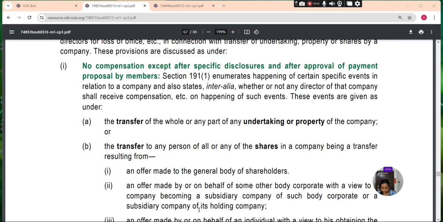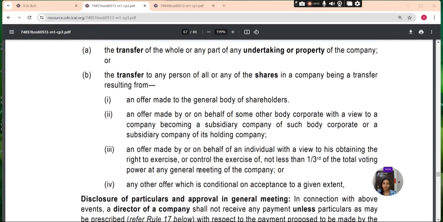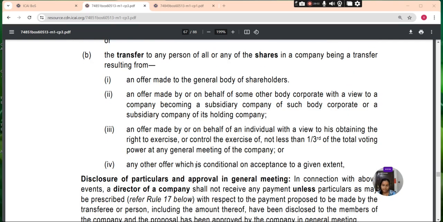This event are given as under: the transfer of the whole or any part of undertaking or property of the company, or the transfer to any person of any or all of any of the shares in the company, being a transfer resulting from an offer made to the general body of shareholder, an offer made on behalf of some other body corporate with a view to company becoming a subsidiary company of such a body corporate or subsidiary company of its holding company, an offer made by or on behalf of an individual with a view to his obtaining the right to exercise or control the exercise of not less than one third of total voting power at any general meeting of the company, or any other offer which is conditioned on acceptance to given extent.